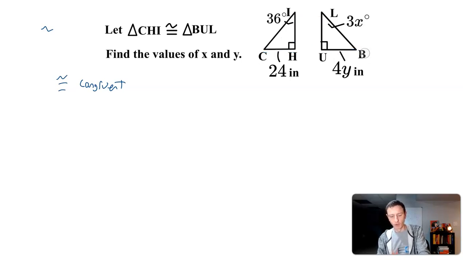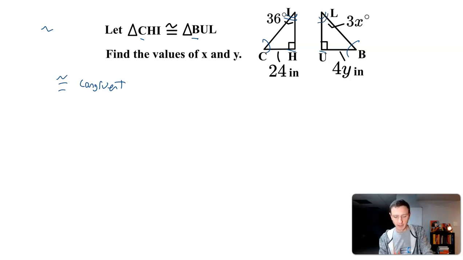Okay, when we are given triangle congruence, that means that the angles would match up, being congruent. So angle C is going to be congruent to angle B. Angle H, these right angles, is congruent to angle U, right angles, congruent. And then angle I is going to be congruent to angle L. So angle I and angle L are congruent. Double arch.